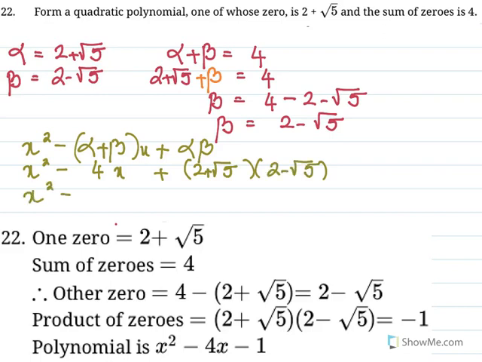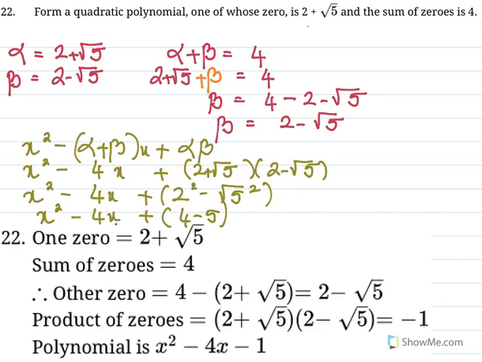So it will be x square minus 4x plus, this is a plus b, a minus b, which is a square minus b square. We put it in bracket, so this is x square minus 4x plus, this is 4 minus 5. And if we solve this, it is x square minus 4x minus 1. So this is our quadratic.